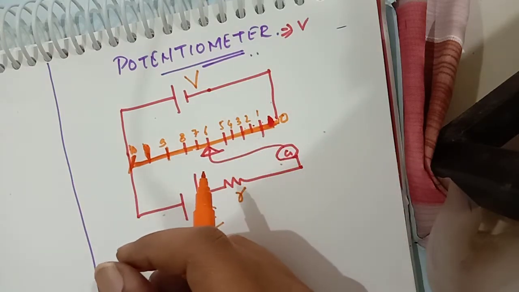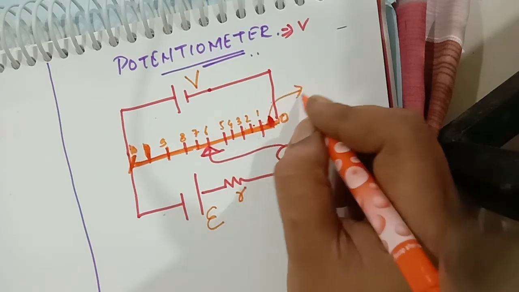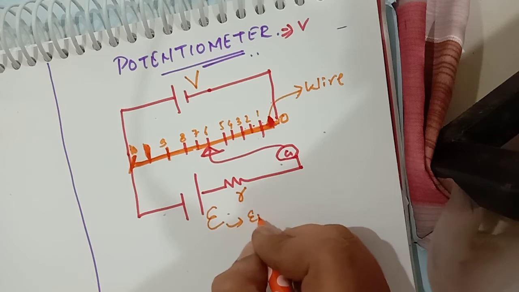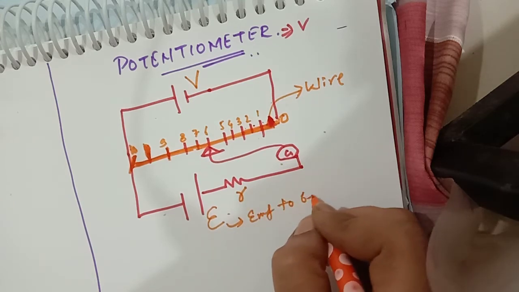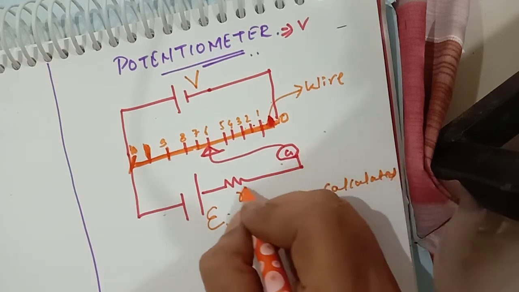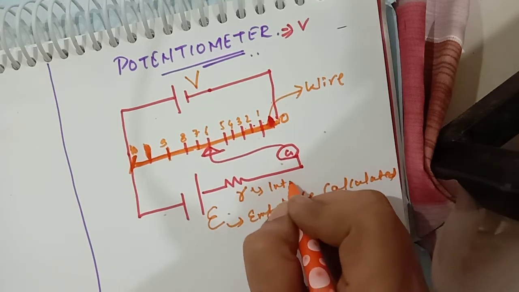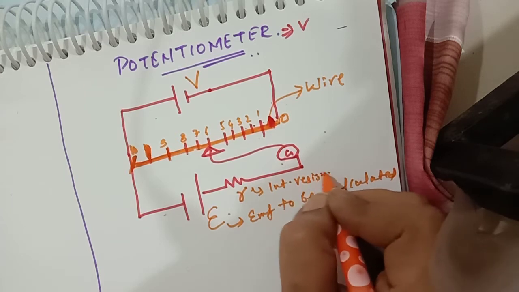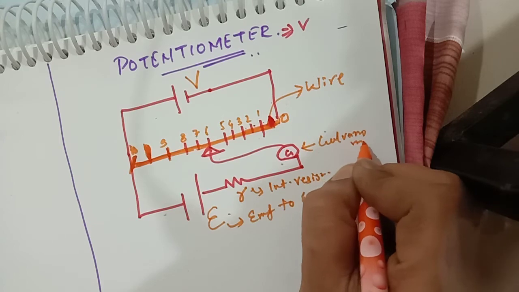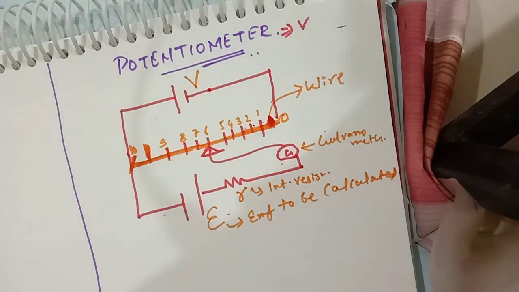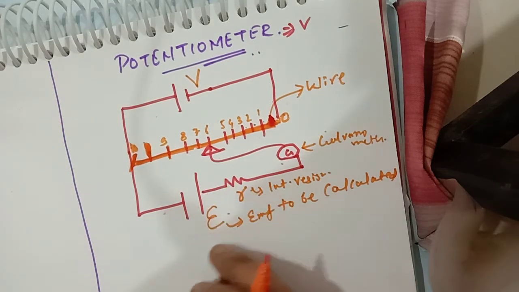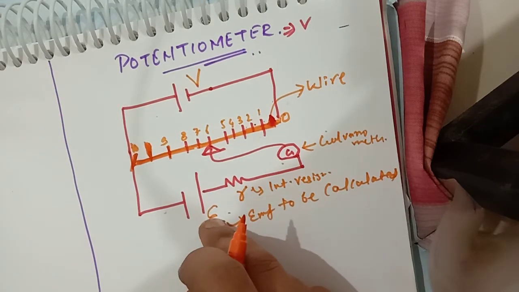So this is wire. EMF to be calculated, right? And it is internal resistance, galvanometer, right? So basically what we will do, we will find the EMF of this cell, right?